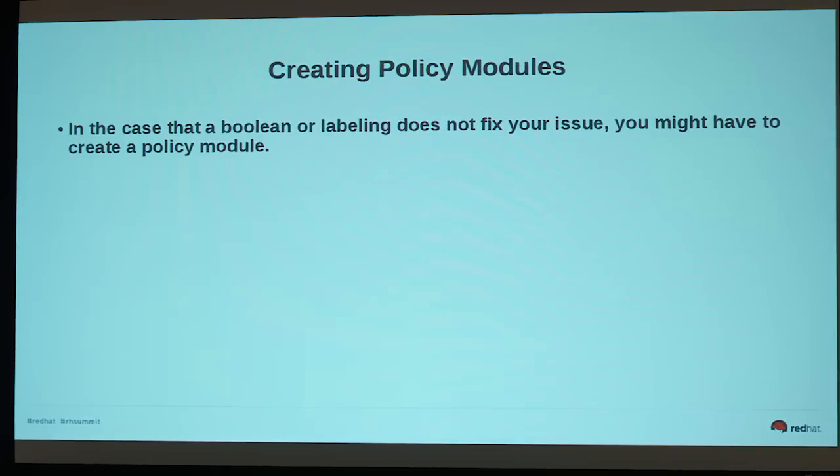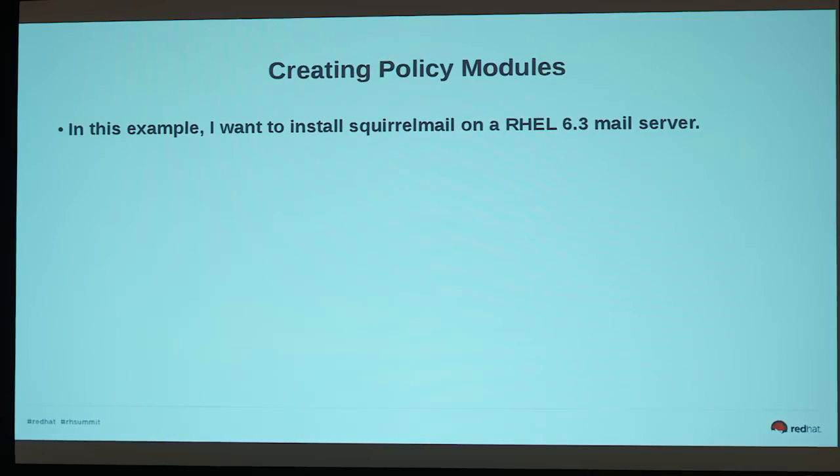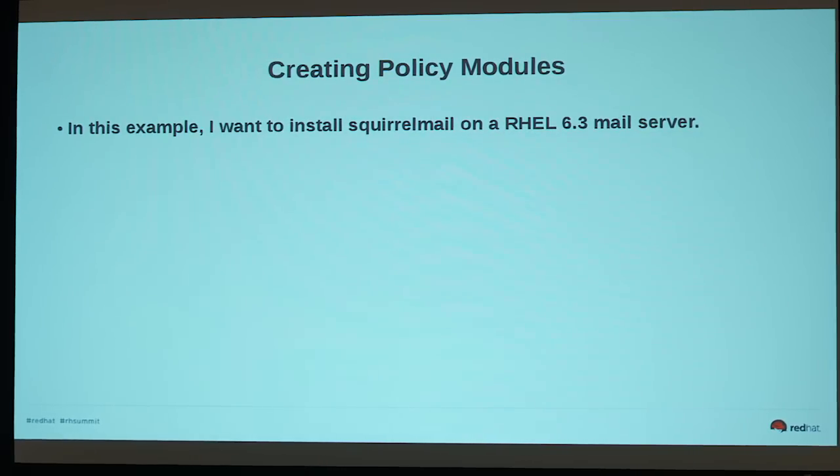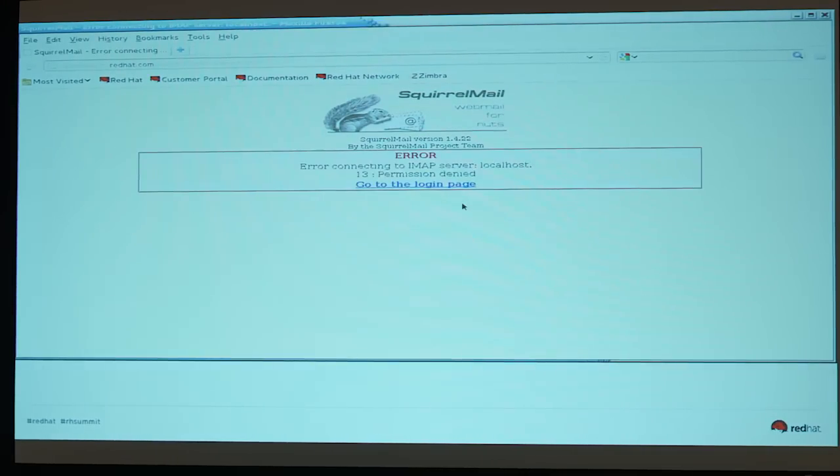Now, policy modules. In the case that setting a Boolean doesn't fix things, you can create a policy module. In this example, and this is an old RHEL 6.3 example, but it's a really fantastic one. For my home network, I decided that I was going to install SquirrelMail. I installed SquirrelMail, got it all installed, went to go log in, and wouldn't let me log in.